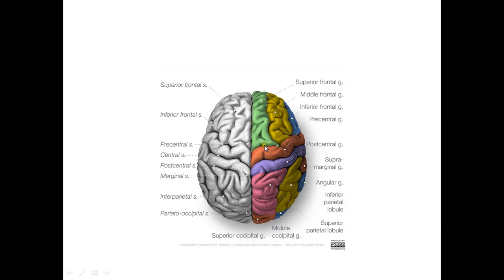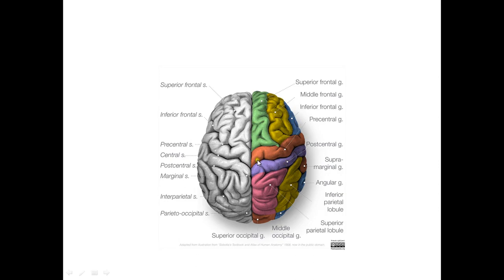Again, this slide is showing the anatomy. If you look at this one, there are two hemispheres, one is the right one, the other is the left one. And we can see the frontal lobe, which has three parts: superior frontal gyrus, medial frontal gyrus, that is middle frontal gyrus, and inferior frontal gyrus.